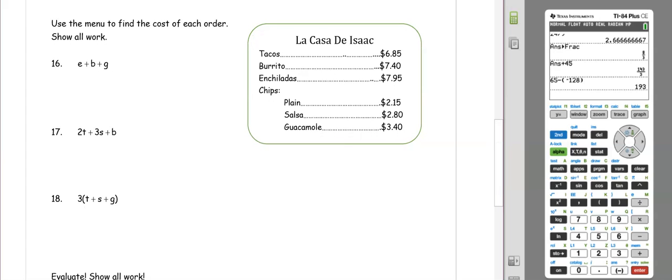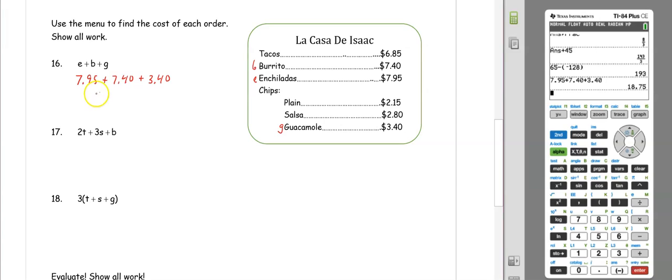Use the menu to find the cost of each order. So in number 16, we have E plus B plus G. If we look at the menu, E is going to stand for enchiladas, B is going to be burritos, and G is going to be the chips with guacamole. So when we add those costs up, we have $7.95 plus $7.40 plus $3.40. So if I add those together using my calculator, we get a total cost of $18.75.